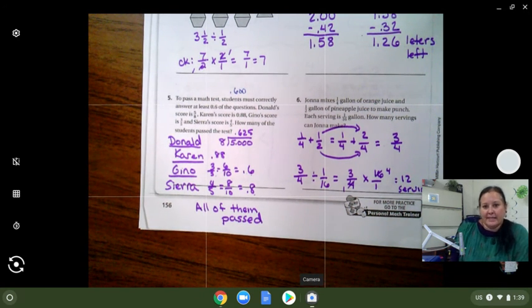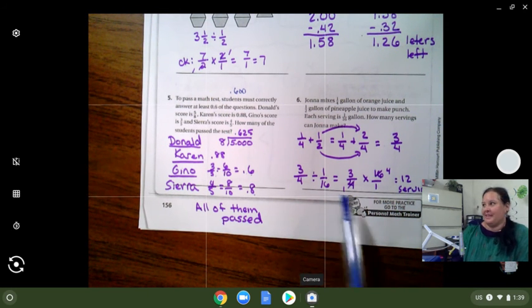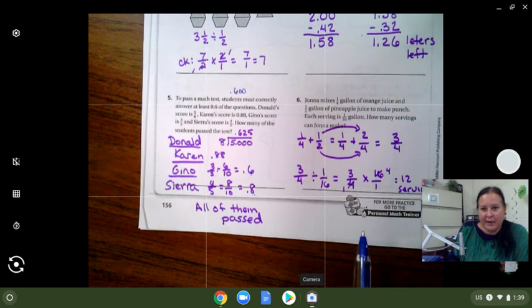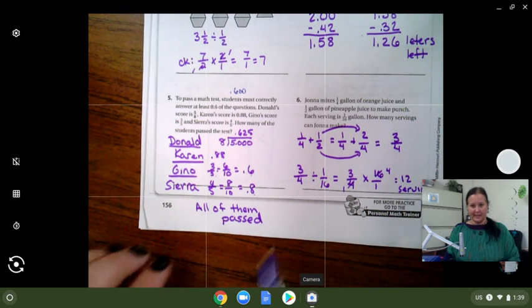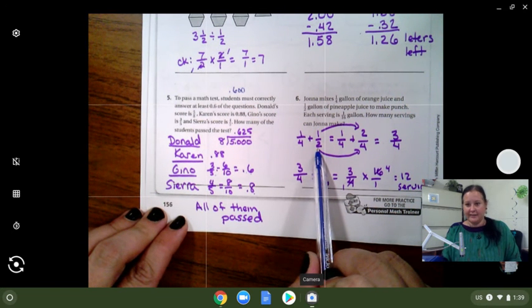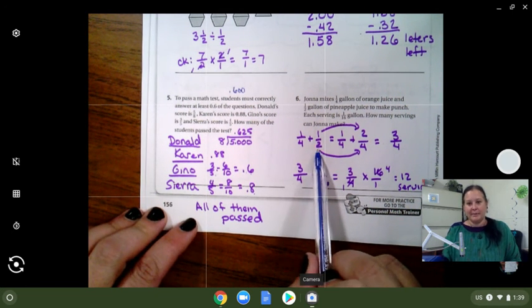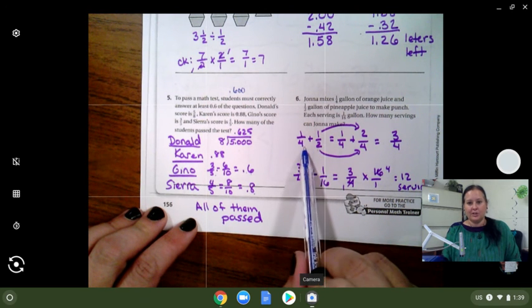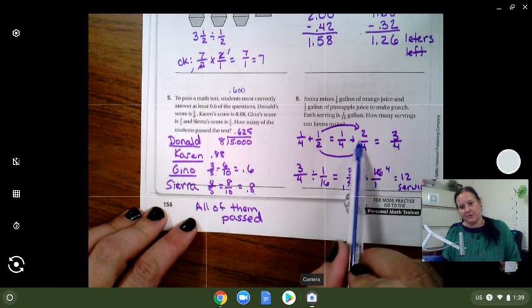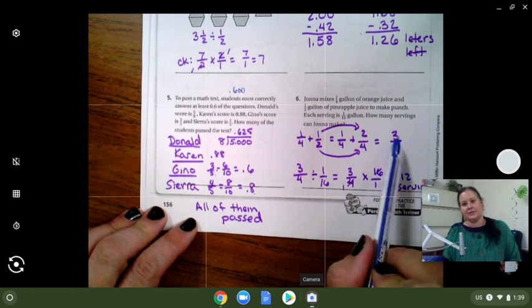Then it says Jonah mixes a 1/4 gallon of orange juice and a 1/2 gallon of pineapple juice to make punch. Each serving is 1/16 of a gallon. How many servings can Jonah make? So we start out with 1/4 gallon of orange juice and 1/2 gallon of pineapple juice. You're going to add those 2 amounts together. Remember, whenever you need to add fractions, you need a common denominator. So in order to make this 2 into a 4, you need to multiply the top by 2 and the bottom by 2. So we get 1/4 plus 2/4 equals 3/4.